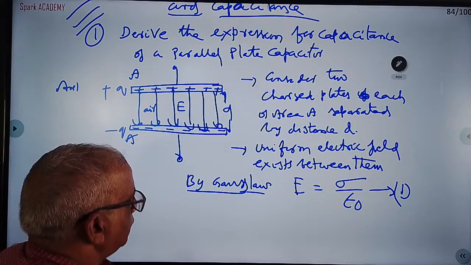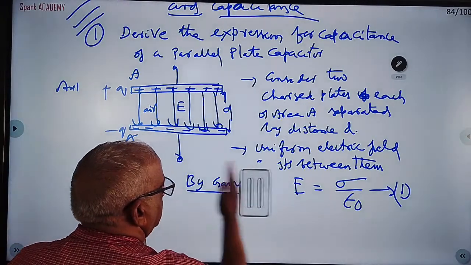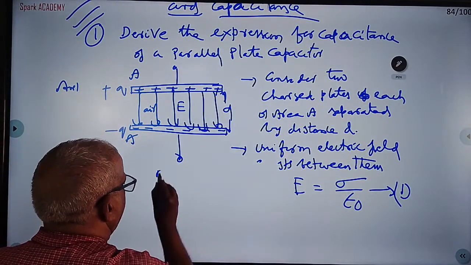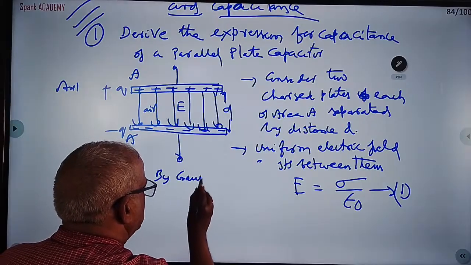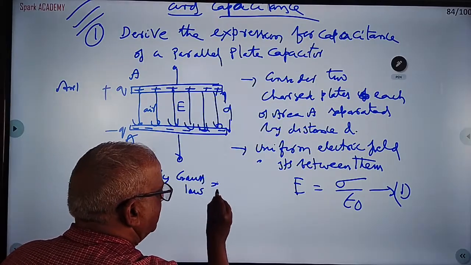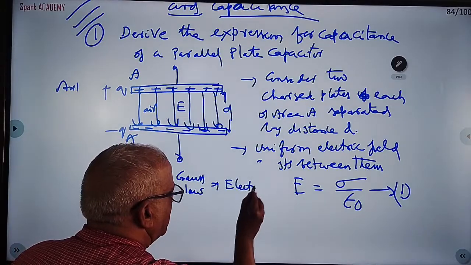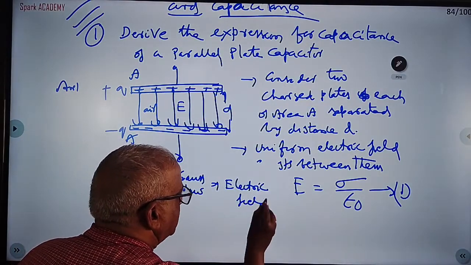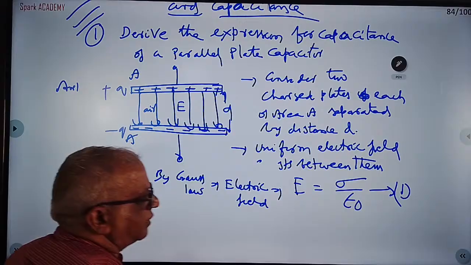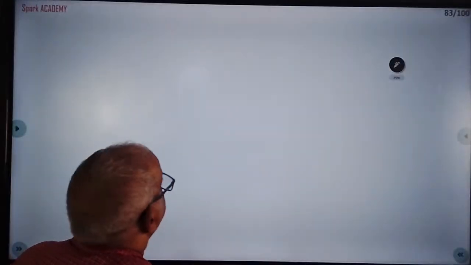What is E? So I will write once again. By Gauss law, the electric field, or electric field strength, E is given by sigma by epsilon naught. Next page, I am doing the derivation.